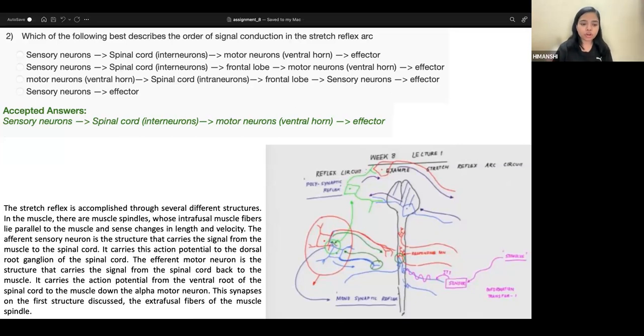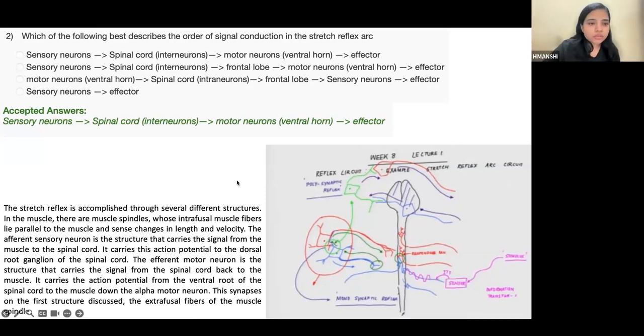The efferent motor neuron is the structure that carries the signal from the spinal cord back to the muscle. It carries the action potential from the ventral root of the spinal cord to the muscle down the alpha motor neuron. This synapses on the extrafusal fiber of the muscle spindle, right? And we'll discuss more about intrafusal and extrafusal muscle, though we have discussed it in the previous classes also. But in today's class, I guess there are 2 to 3 questions which are particularly oriented towards extrafusal and intrafusal muscle fibers or the muscle spindle at the end of the day.